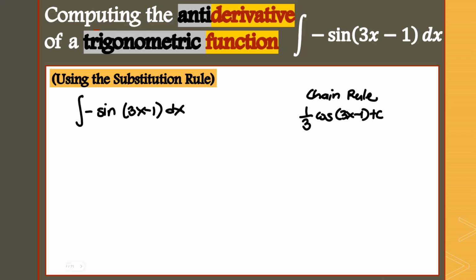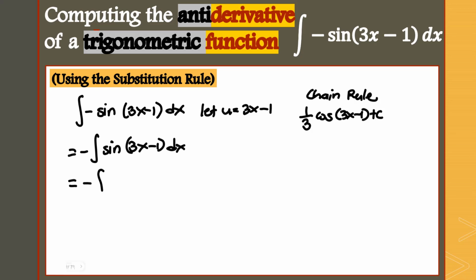To start, let's take out the -1 or the negative sign because it's a constant multiple, having here sine of 3x minus 1 dx. For substitution rule, we're going to let this angle here for the trigonometric function be equal to u, so that instead of x and instead of that binomial expression, our function now would become sine u.